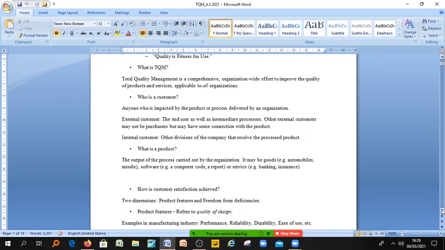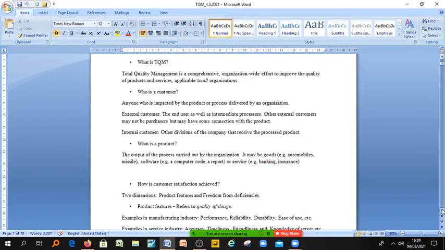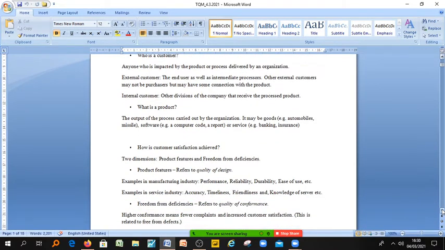Then we also have internal customers. These are other divisions of the company that receive the processed product. Even when you are working in that company, they may give you an option to buy the goods there, maybe at a cheaper price. So you'll be an internal customer, right? We are going to look at quality from the perspective of not only a product, but also of services, right?